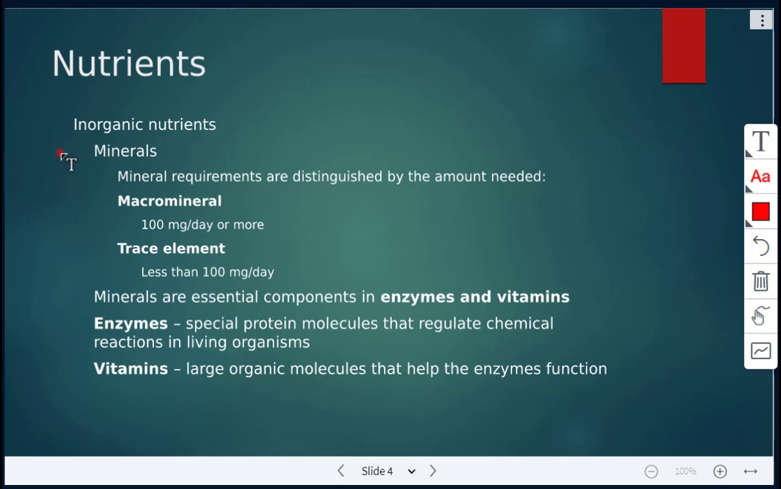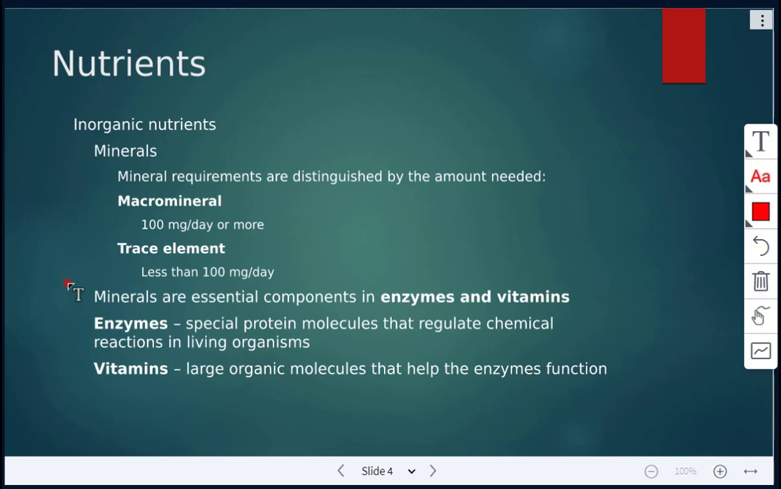things like minerals. So minerals are usually distinguished by the amount needed by our body. So macro minerals, macro meaning larger amounts, so about 100 milligrams per day or more. And a trace element you'll need in very small amounts, so less than 100 milligrams per day. All right, so minerals, they are essential components in our enzymes as well as in vitamins.